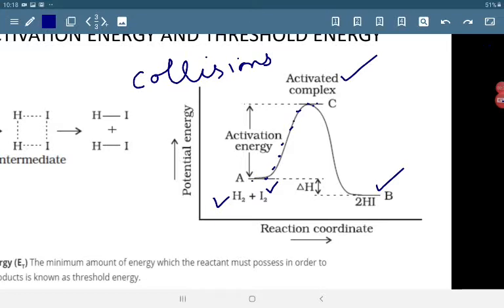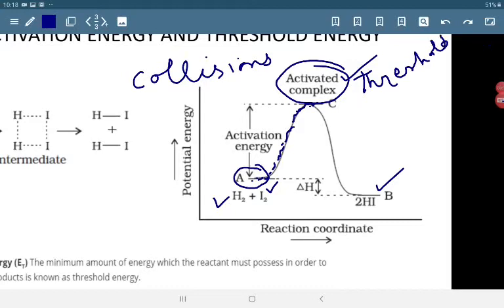And this increase in energy from A to C, here at A represents, as I told you, the average energy of molecules, and energy goes on increasing as we reach C. This extra amount of energy which the reactant molecules absorb in order to reach the threshold energy is called activation energy. And at C, the activated complex is formed. Activated complex is also called intermediate stage. Here activated complex has energy which is called threshold energy.